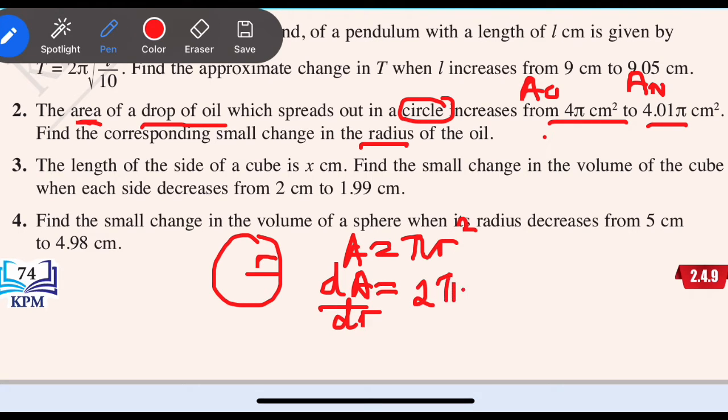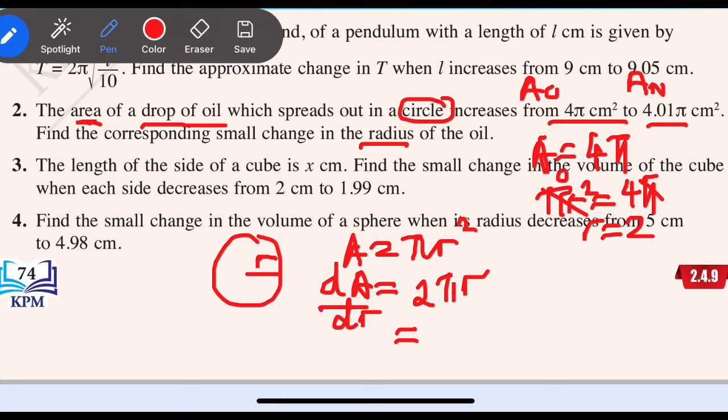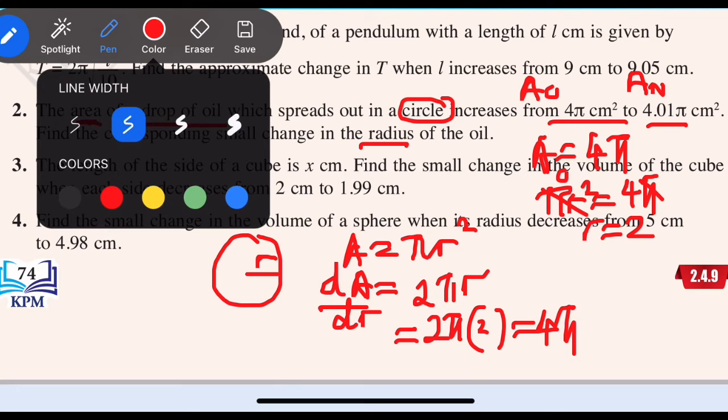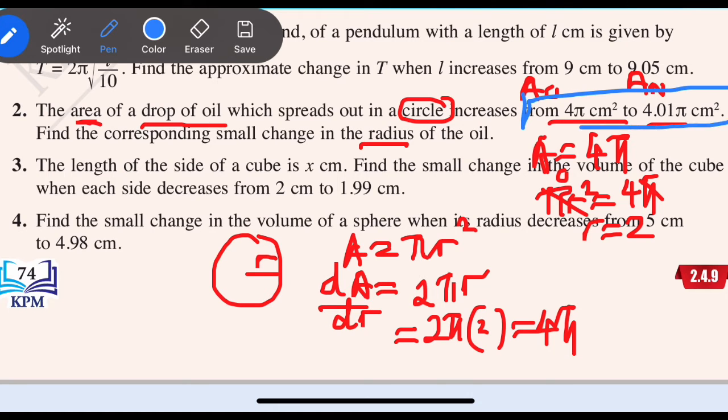So we will write the formula for the area, because we need to figure out how the area changes with respect to the radius. So dA/dr is 2 pi r. After you differentiate, the original area is 4 pi and the area actually increased to 4.01 pi. So from the original area, you can find the radius. The dA/dr must be from the original value of r. So r is 2, so dA/dr is 4 pi.